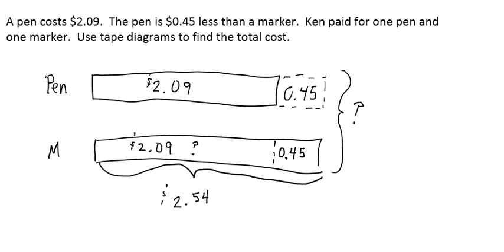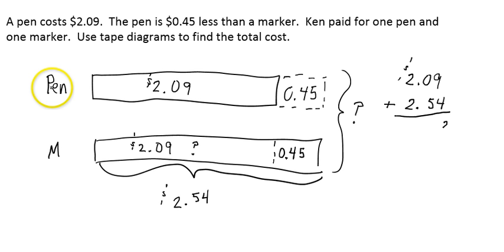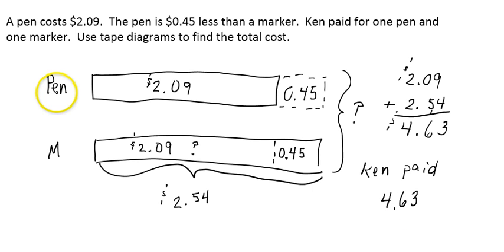Now I have the price of both the pen and the marker. I can add those together to come up with my total cost. So I have $2.09 for the pen, $2.54 for the marker. Add them together, and I get $4.63. So Ken paid $4.63.